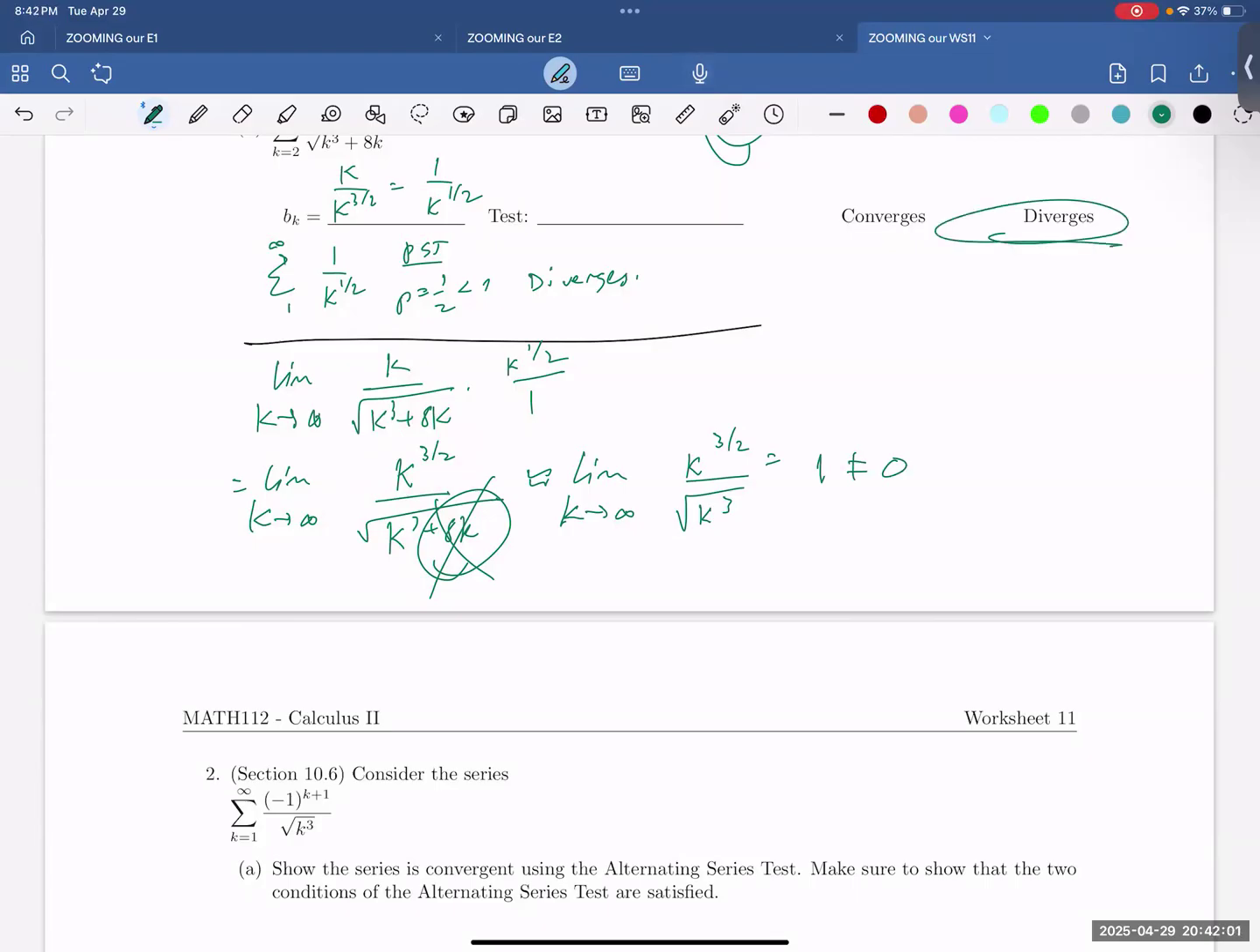If you were going to factor, then this is how that works. You have k to the 3 halves in the numerator. We have a limit.